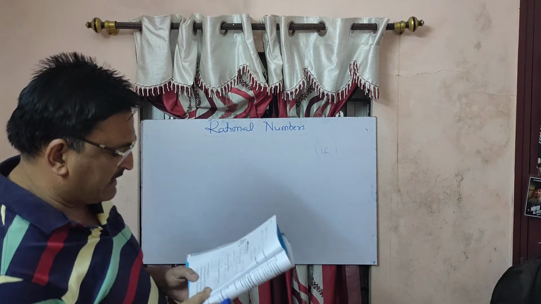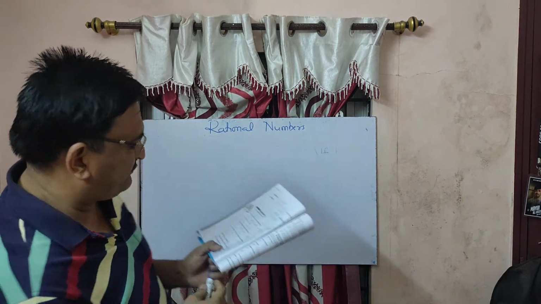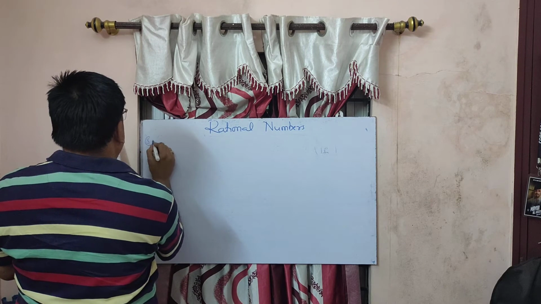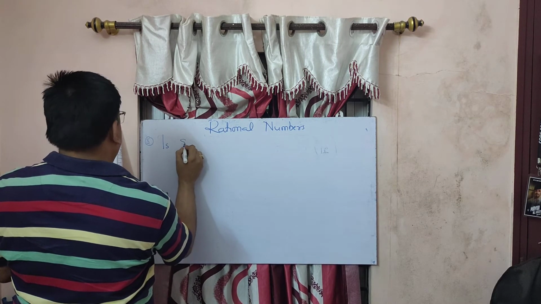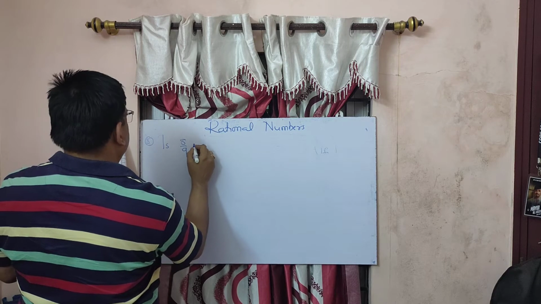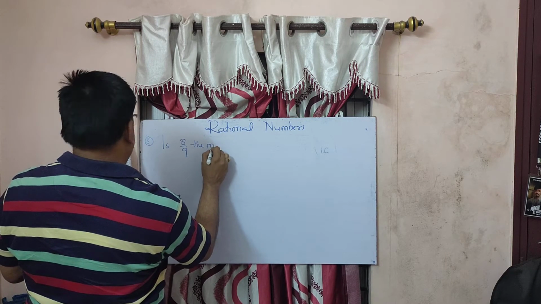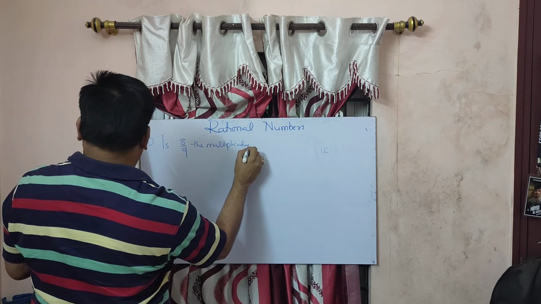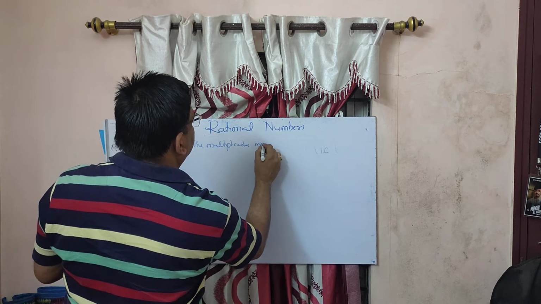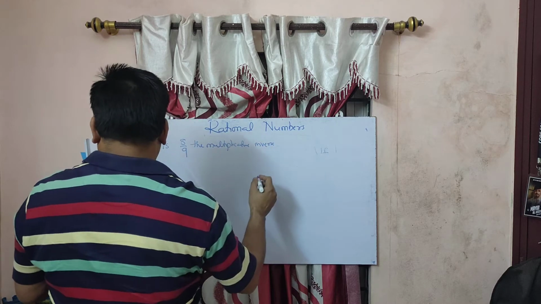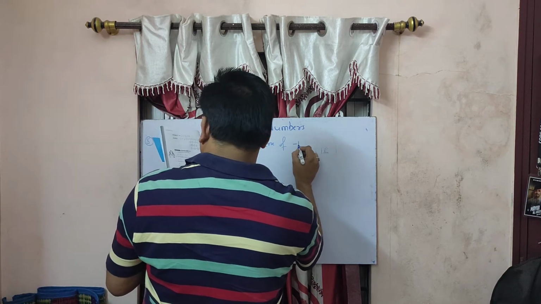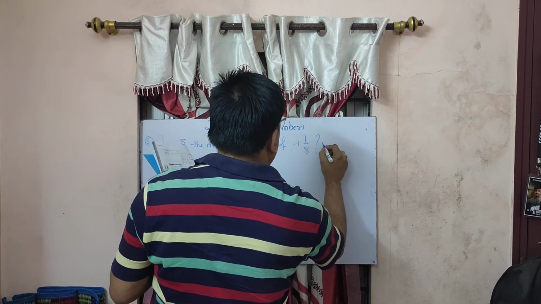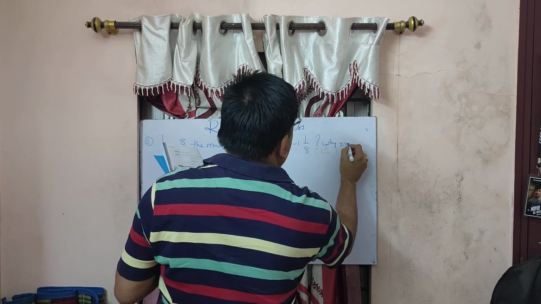Is 8 upon 9 the multiplicative inverse of minus 1 upon 1 upon 8? Why or why not?